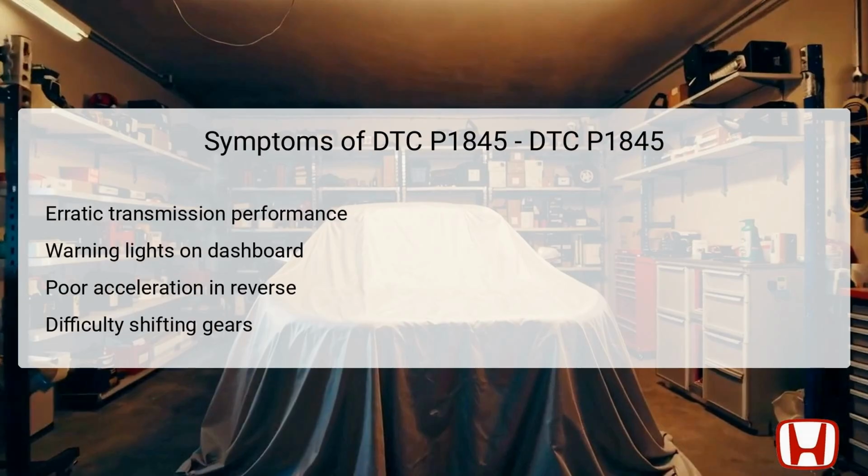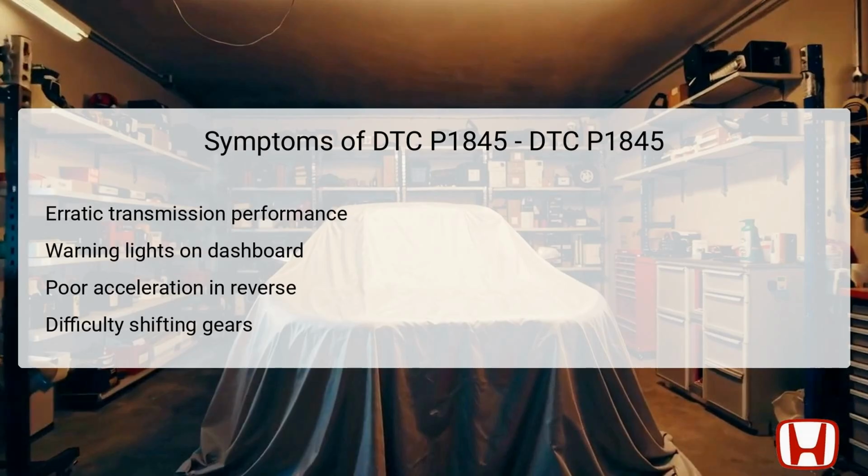Drivers experiencing DTC P1845 may notice several symptoms related to the CVT performance. Erratic transmission performance is a common indicator where the vehicle may not respond smoothly during acceleration or deceleration. You may also observe warning lights illuminating on the dashboard, signaling that there's a problem within the transmission system.